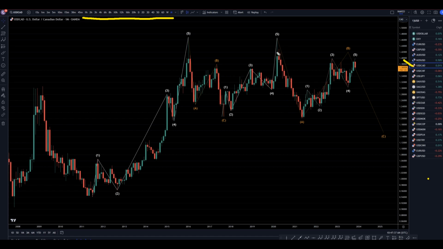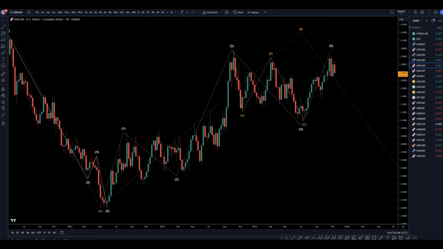So, on the dollar Canadian, even though I have this marked as an ABC, I think this move down is way more impulsive than this move up. I'm thinking this move up may just be like a motive wave correction for the wave B, and eventually it's going to make its way down, probably take out these lows for a wave C. So let's take a look at that on the weekly time frame.